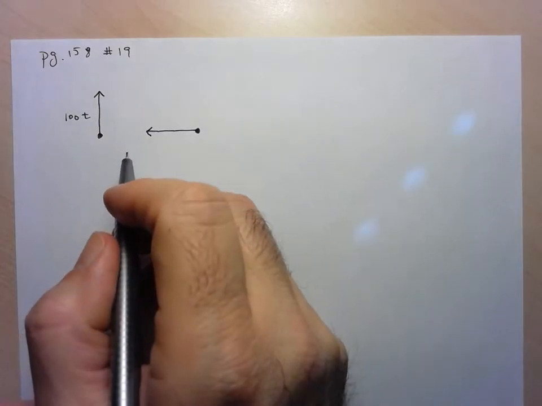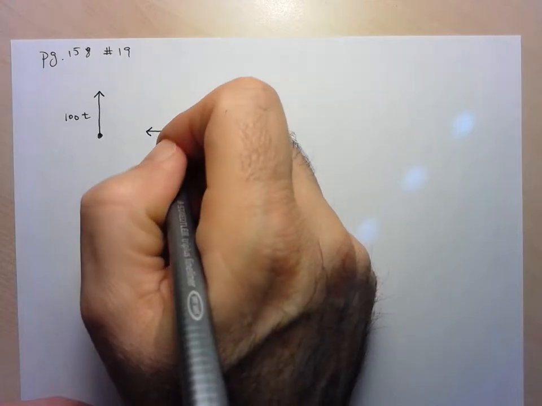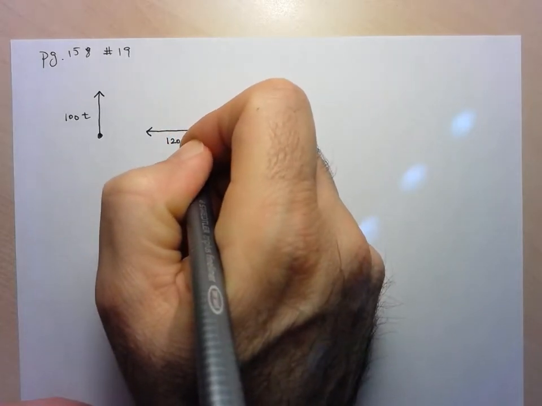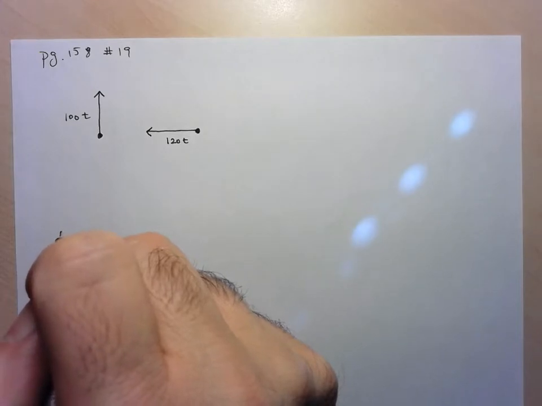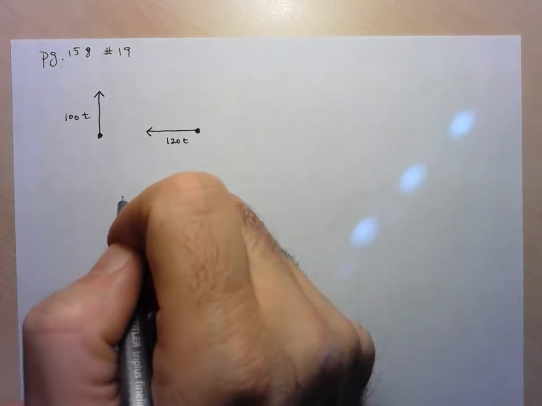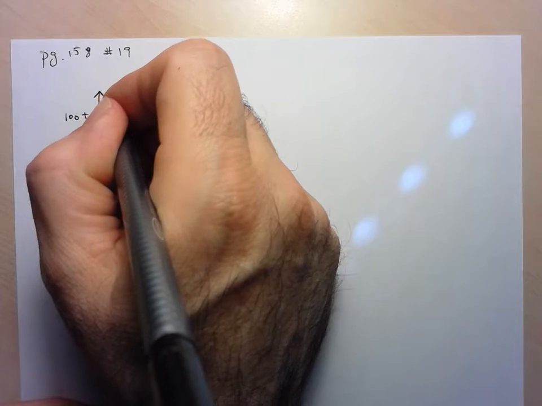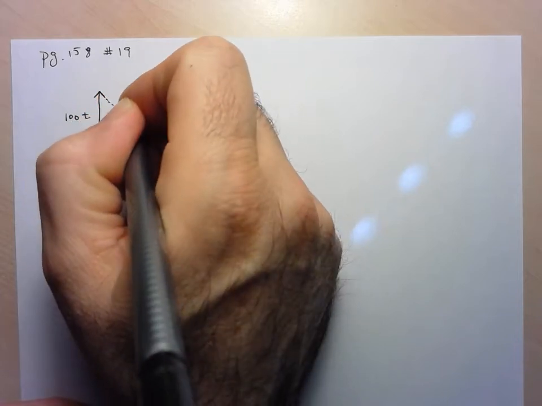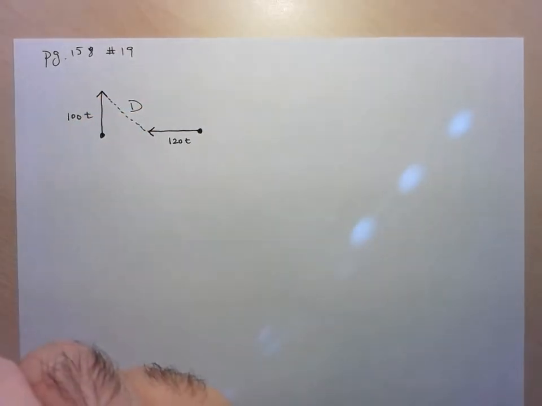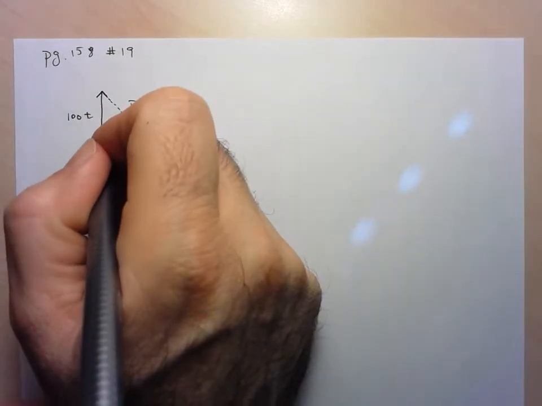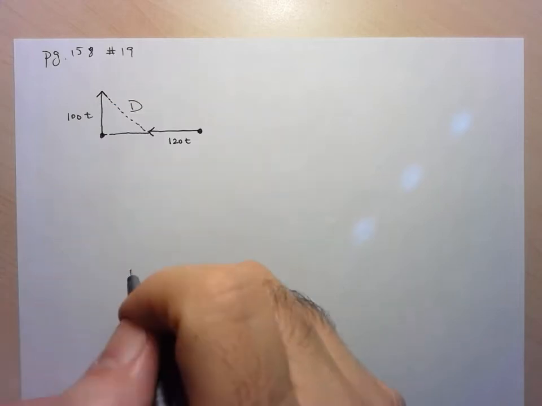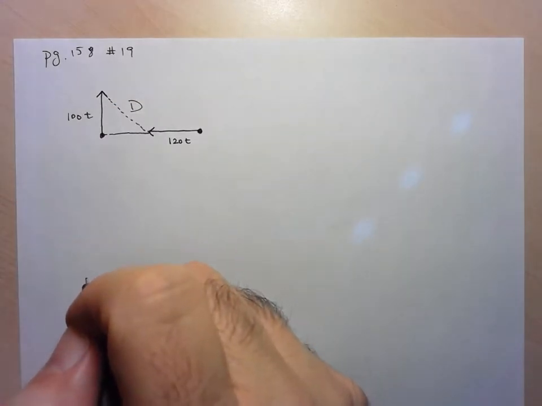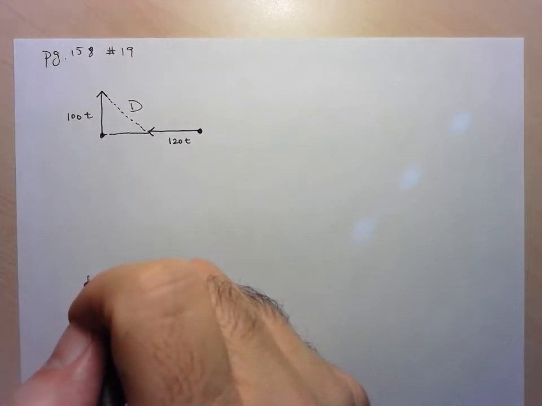Now this is where things get a little dicey, because this one's going to be traveling at 120t kilometers after time t, since it's going 120 kilometers an hour. But what I'm trying to do is minimize this distance here between the two trains. It looks like what I want to be working with is this right angle triangle here, so that I can use Pythagoras.